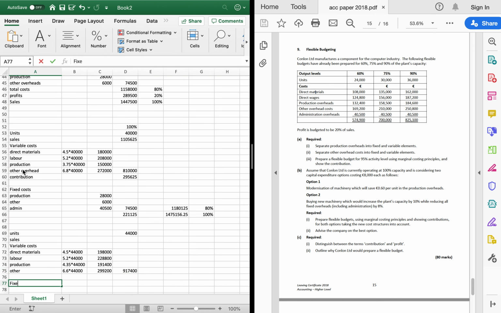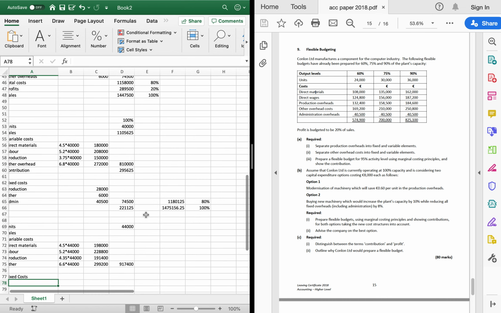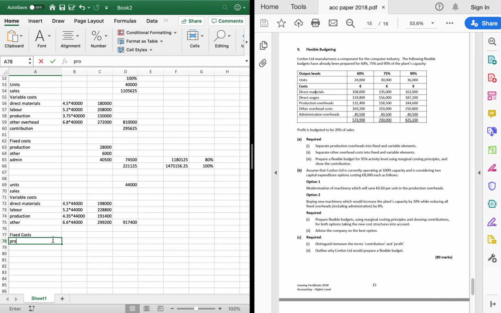Okay, your fixed then, they're all going up. Every one of them is going up by 8%. So your production is 28,000 by 1.08. Again, if I was doing this, I would just multiply the 74.5 by 1.08. That's the answer you get. But again, the marking scheme is looking for, sorry, it's not by 1.08. Are all the costs going up? It's going down, so it's by 0.92.